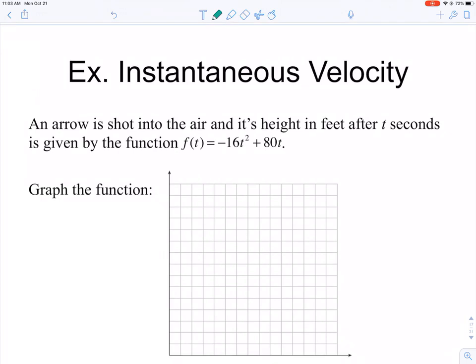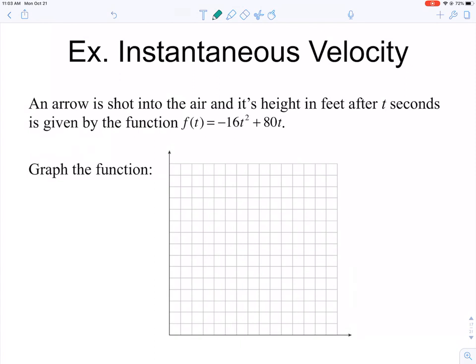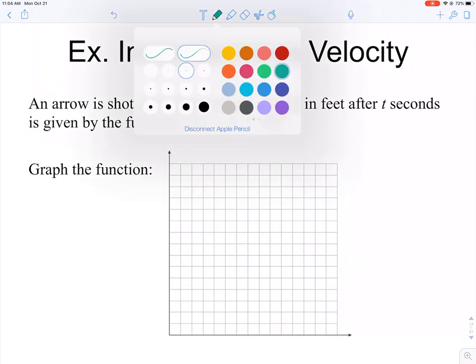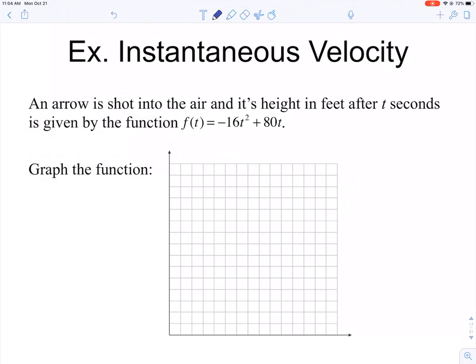Okay, so let's look at a word problem. So an arrow is shot into the air and its height in feet after t seconds is given by the function f of t equals negative 16t squared plus 80t. So for this function, based on plugging in different times in seconds, you could determine how high off of the ground the arrow is. If we wanted to sketch the graph here, why don't we factor this?